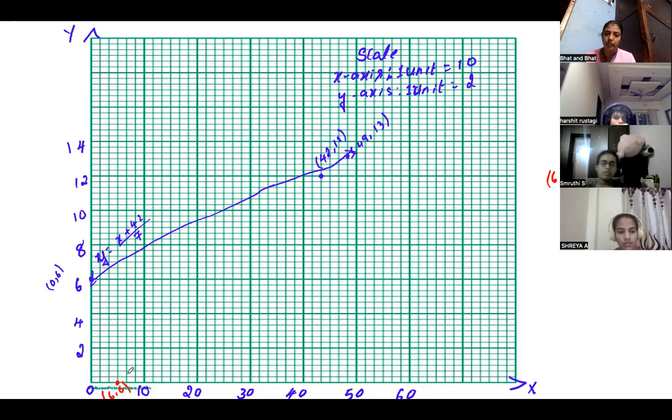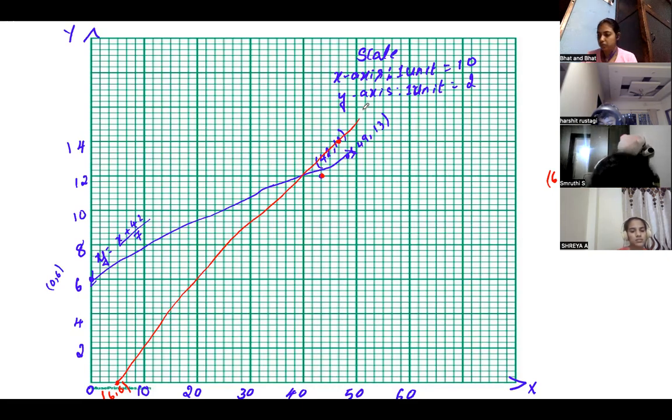Okay? Next, 42, 12. So same, on the same point. Right? Next is 48, 14. So 48 is this one, 14. So here. So now if you just join this, both the lines are intersecting. Correct? We had predicted this using the table. Yes or no? Yes, ma'am.